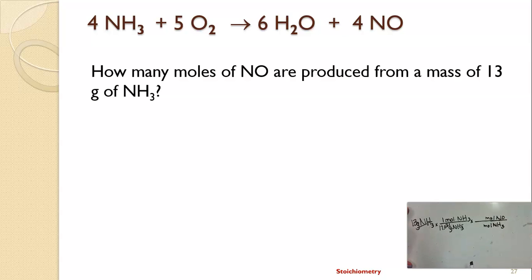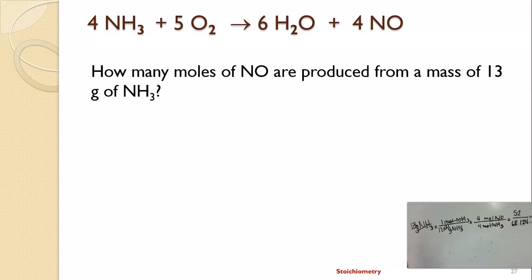Right? So let's go back to the balanced equation. There are 4 moles of ammonia and 4 moles of nitrogen monoxide. I've converted from grams of ammonia to moles of nitrogen monoxide. Look at that. Okay, we're going to multiply everything in the numerator. So let's see, 13 times 1 times 4 is 52. 52 in the numerator. Denominator, 17.031 times 4, 68.124.